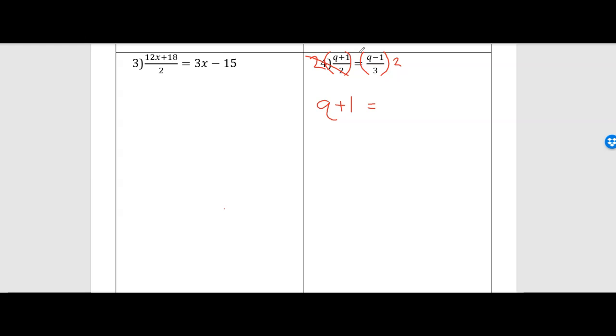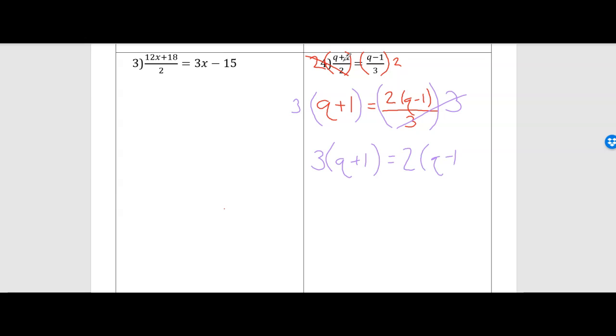is equal to 2 times the quantity q minus 1 over 3. Okay? Now I'm going to multiply both sides by 3 to get rid of the denominator on the right. So these are going to simplify, and I'm left with 3 times the quantity q plus 1 equals 2 times the quantity q minus 1.